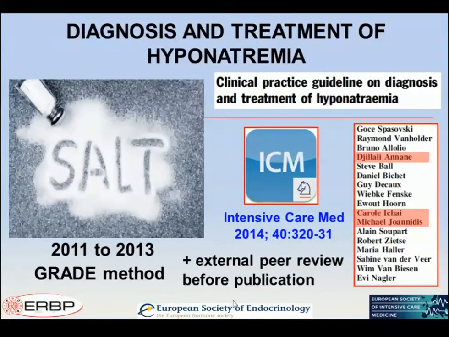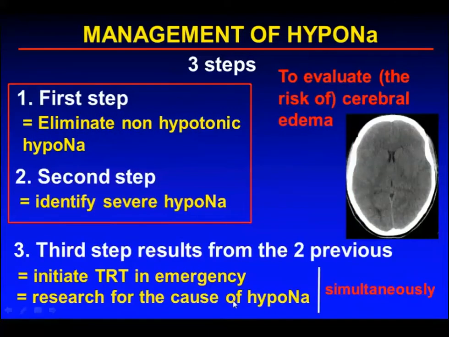And you can see here are the members, and you can recognize three members from the Ethics Society. So, from a practical point of view, if you have to manage hyponatremia, we think that you have three steps to go and to move on. The first step is to eliminate the non-hypotonic hyponatremia. I'm going to go back on this.